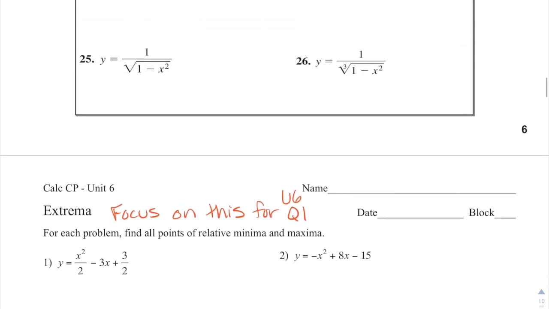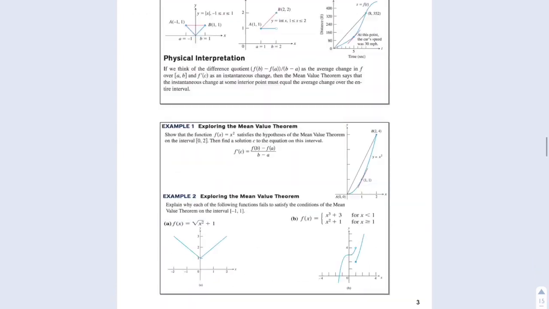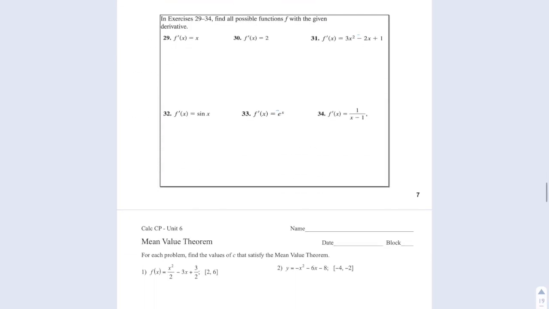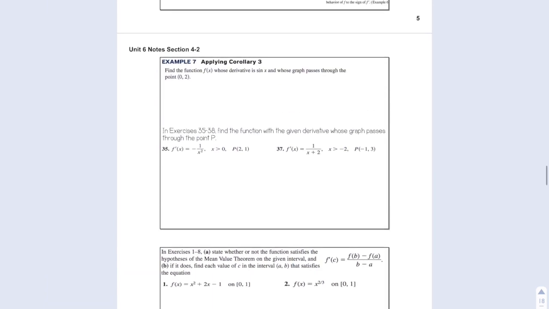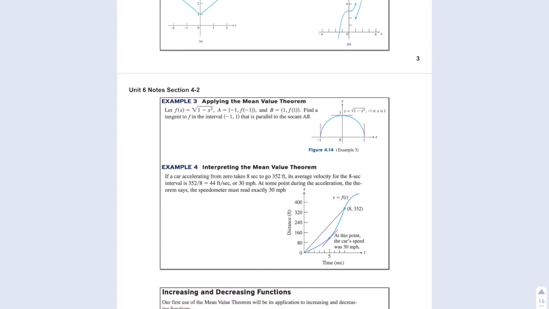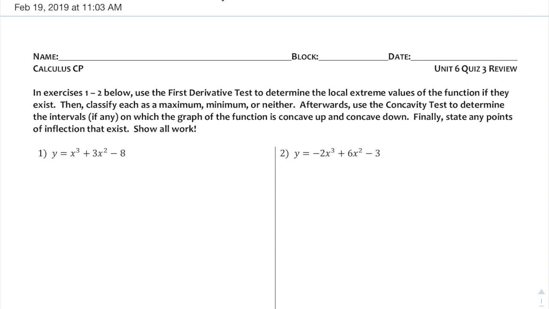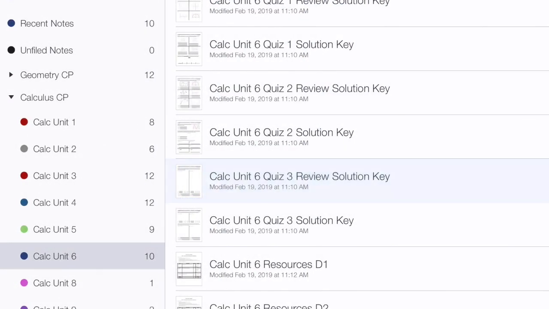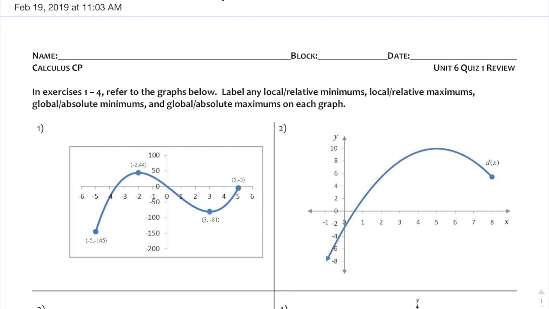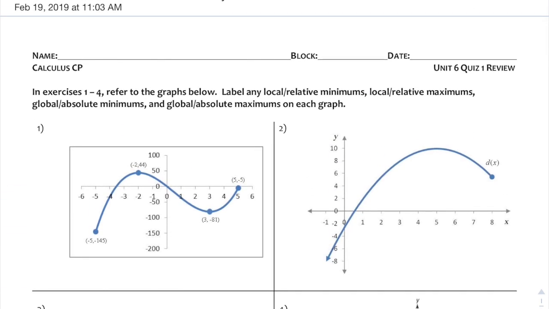This does not have your quiz review. I don't know where it went. Maybe I didn't put any of the reviews in here. I must not have, I'll add them. I'm surprised they're not in here. So if we go to the quiz review, the quiz review solution key, yeah, you're going to want to complete this as well. Do this assignment.